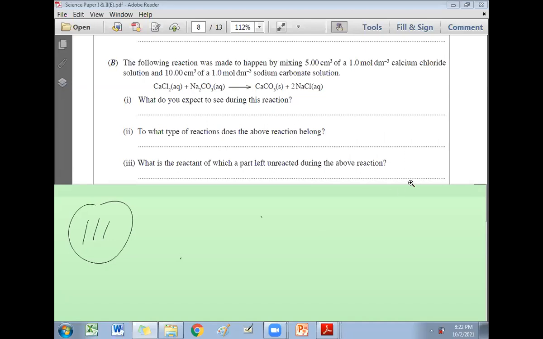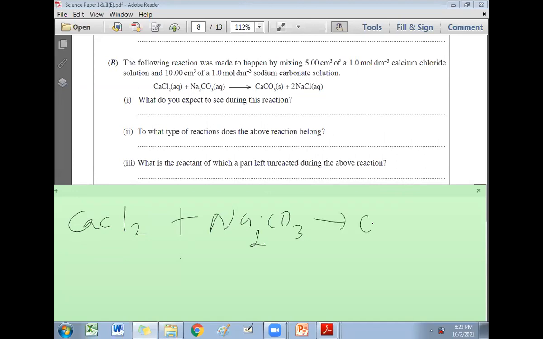Okay, let's see. Look at the reaction again. I'll write the reaction, then you will understand. Calcium chloride and sodium carbonate react 1:1. So 1 mole of calcium chloride reacts with 1 mole of sodium carbonate, producing calcium carbonate and NaCl.